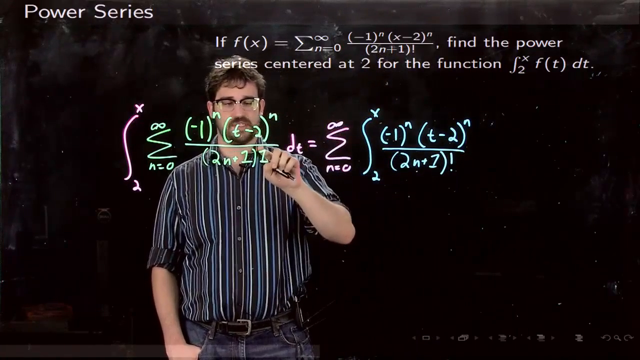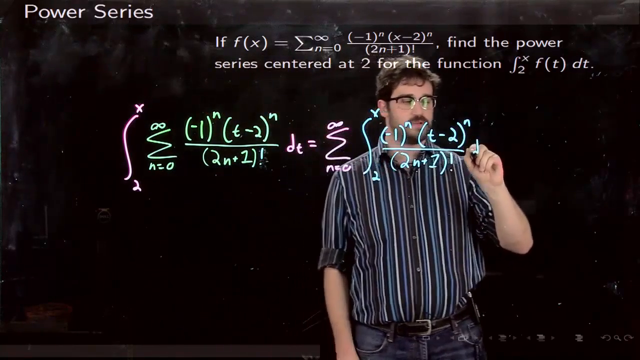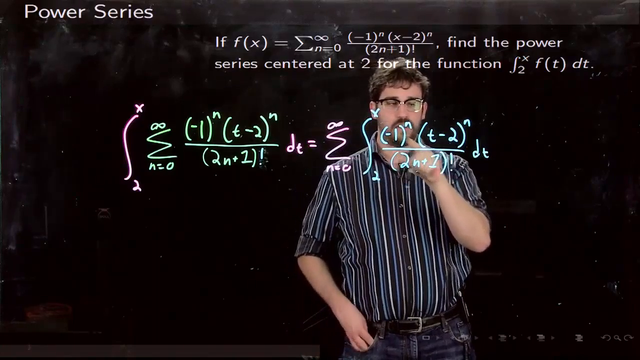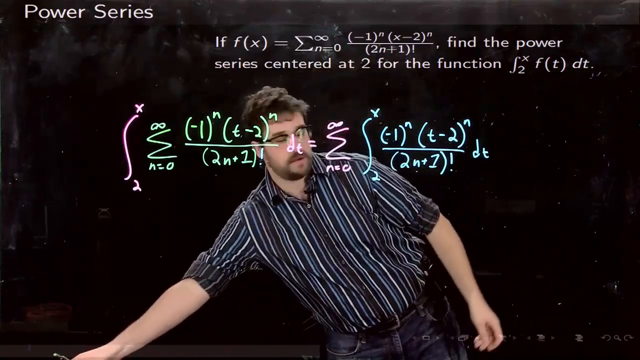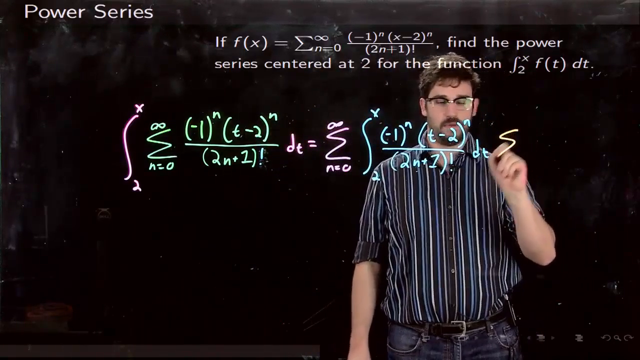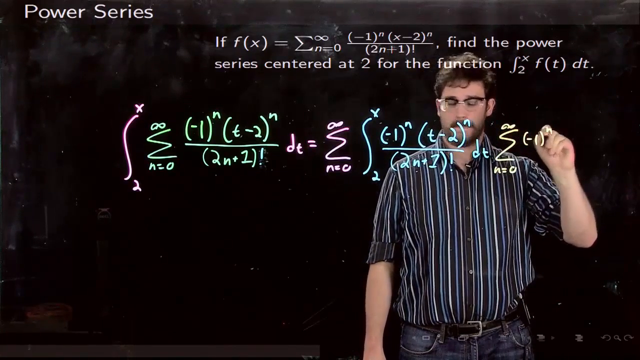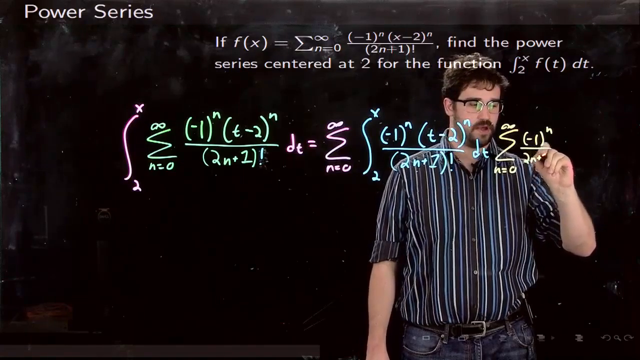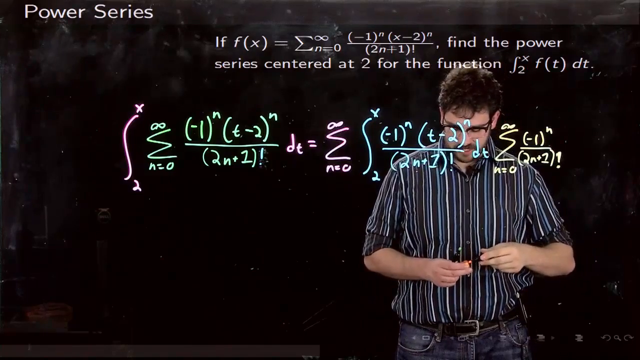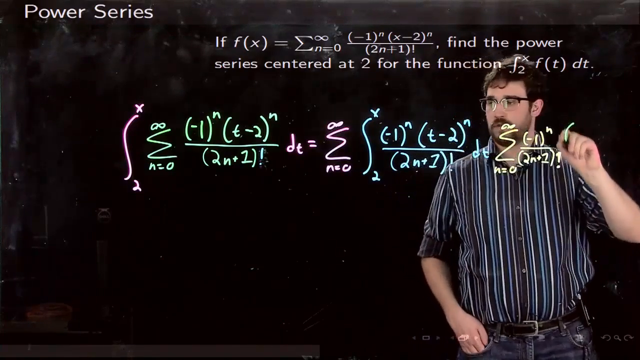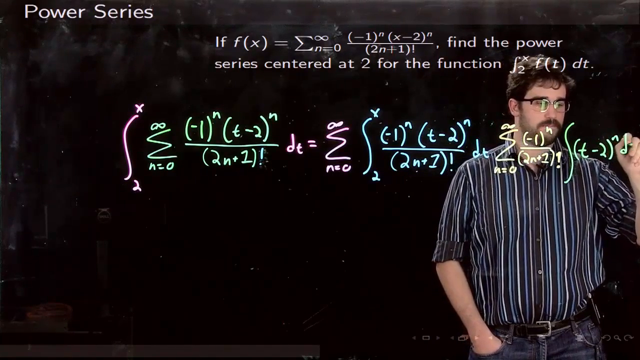Oh, just notice this is a 1. This should be a factorial. All right, so let's do this integral. So all of the factors that aren't t's can be moved. So we end up having the sum of n equals 0 to infinity of -1 to the n over 2 to the n plus 1 factorial. And then we still have our integral, though. Our integral of just now t minus 2 to the n dt.